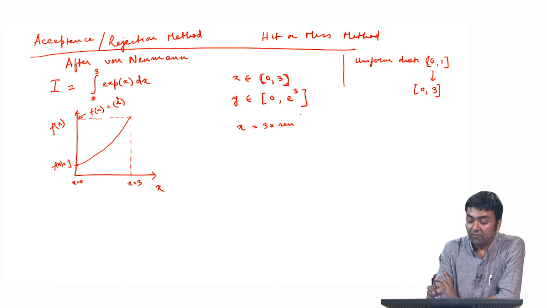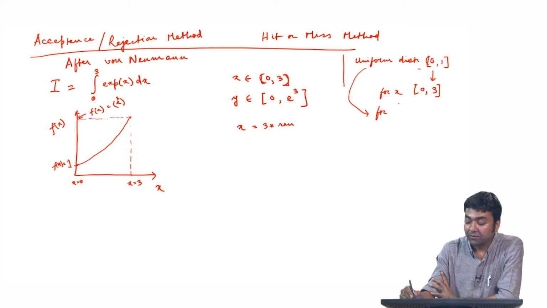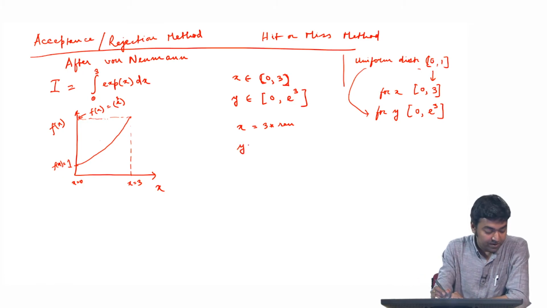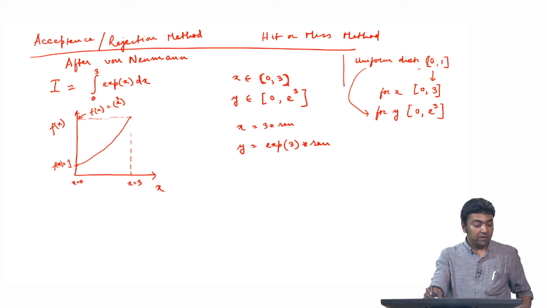Similarly, for the y also I need to map. So, this is for x. For y also I need to map this distribution to a set of numbers which lie between 0 and e to the power 3. So, what I do is I take y equals exponential 3 times my random number. So, now I have got two random numbers y and x.